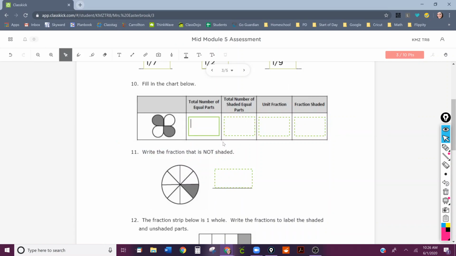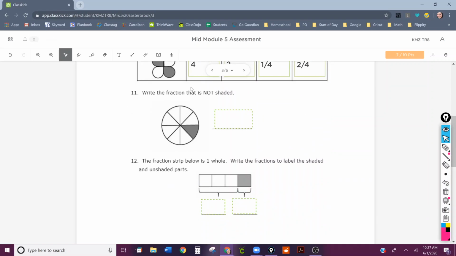Okay, so 4 equal parts. Total number of shaded equal parts. There are 2 parts that are shaded. Unit fraction. So unit fraction is saying if you're looking at one of these pieces, what fraction is that piece worth? Well, if we look at just one piece, that's 1 piece out of 4, so the unit fraction is 1/4. And then the fraction shaded, well, we already said there's 2 pieces shaded out of 4 pieces altogether, so that would be 2/4.